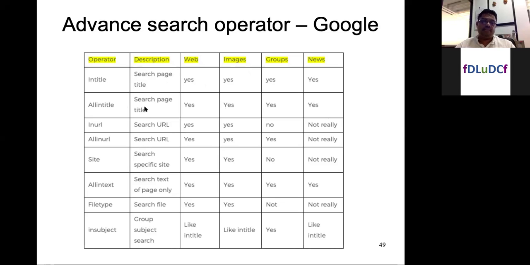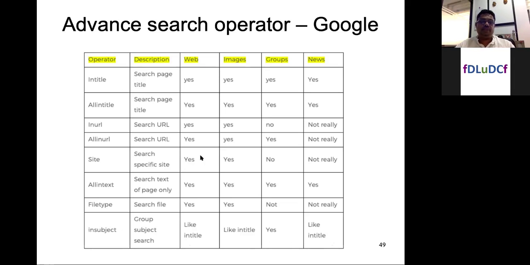All in title means that all the words are in the title, not part of the optional words. Similarly, all in URL, if you exactly want to match; and then sites, which specifies the domain names; search text, only the text; and file types. In subject, like group or subject search, like in title in the web, it's applied for groups.